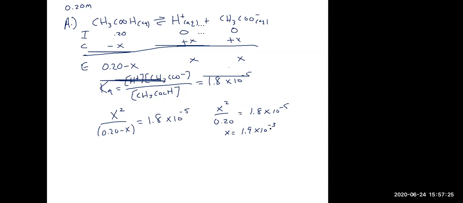And we do want to check it, so we're going to divide it by 0.2, times it by 100, and that's going to equal 0.9%, which means we should be good in terms of that. That means that the check is good.